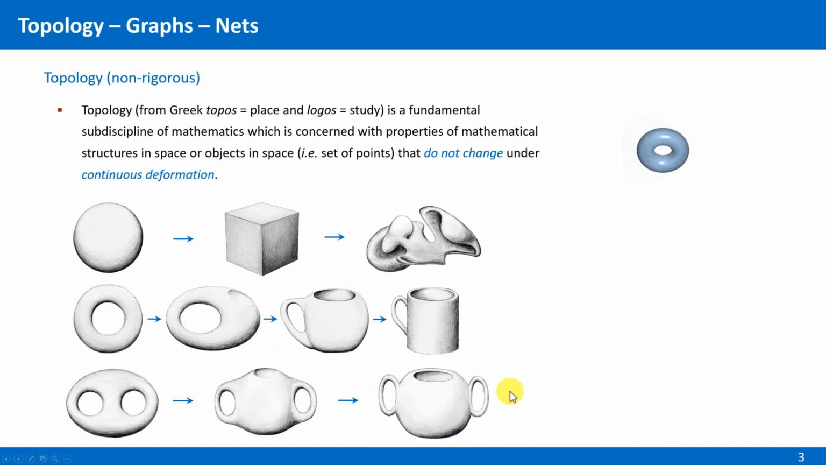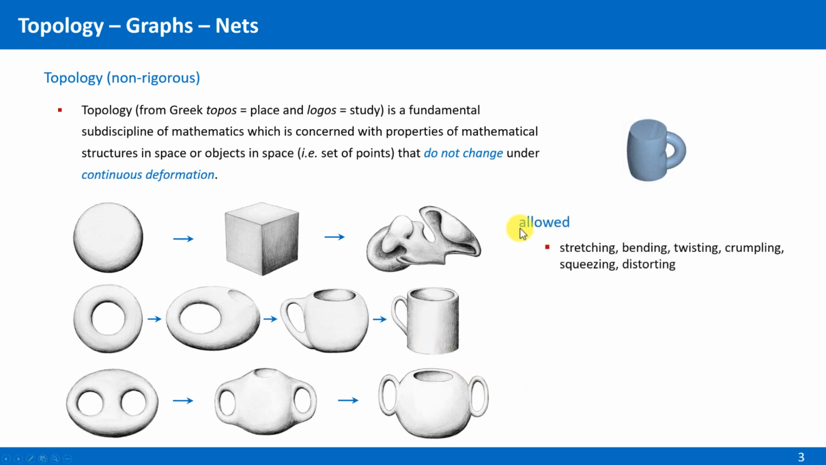This means we can also consider these objects as being composed of clay or rubber. All continuous deformations do not change their surface properties, no matter what the concrete shape looks like. So, to be topologically the same, certain operations on such objects are allowed, namely stretching, bending, twisting, crumpling, squeezing, distorting, and so on. But you probably already recognized what the fundamental difference is between, say, a sphere, a torus, and a double torus.